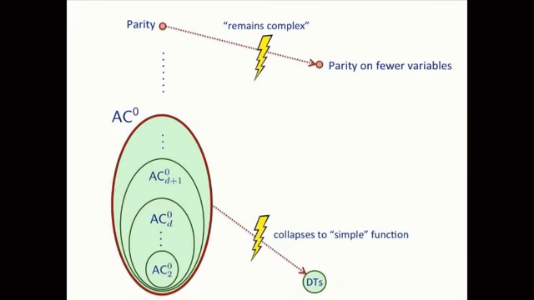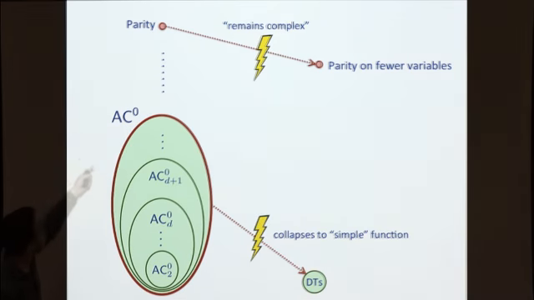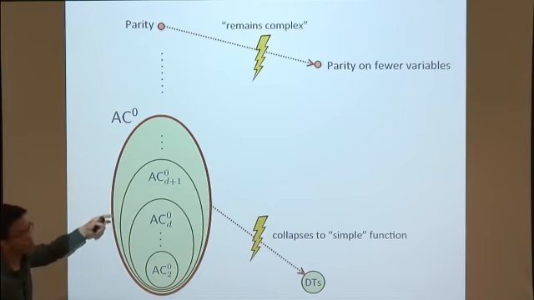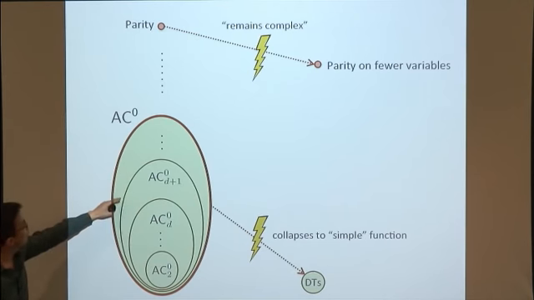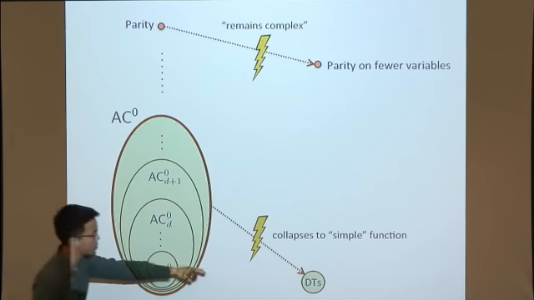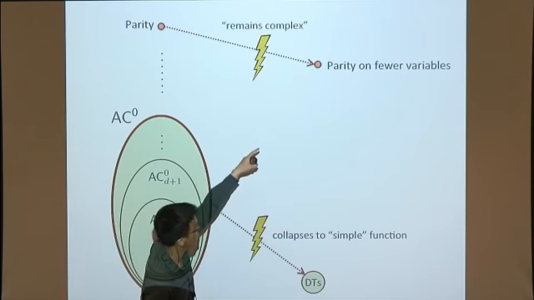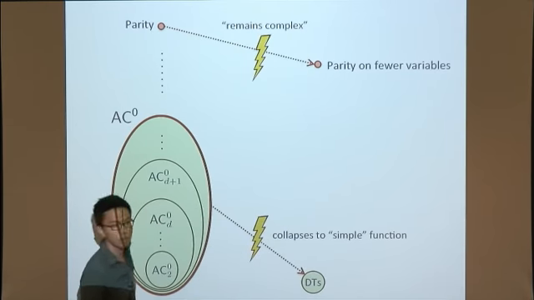So here again is the statement of Hastad's theorem and its proof. It says that parity is not in AC0. And how you prove it, you show that when you hit parity with a random restriction, it remains complex. Whereas if you hit AC0 with a random restriction, you collapse to a simple function. And you just note that simple functions cannot compute parity.